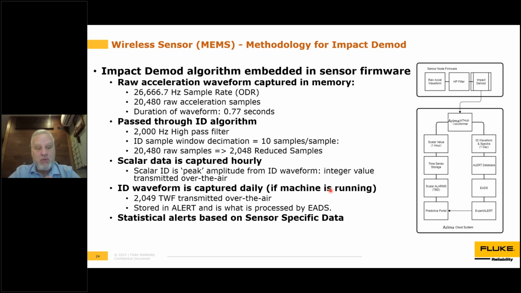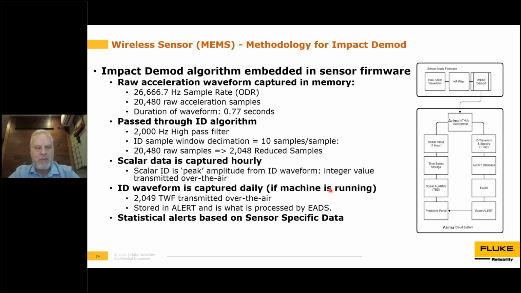And then from that, we do two things. One, every hour, we simply capture that max value, that single integer value off of that impact time data, and we transmit that over the air back to be tracked as an hourly measurement along with the overall vibration and the temperature. So that's being sent back every hour. And then once a day, when we capture our normal spectrums, we also capture this impact DMOD time waveform, and we transmit that over the air.